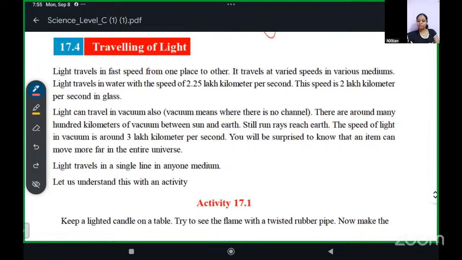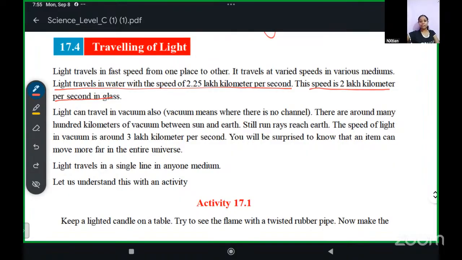Light travels in water with a speed of 2.25 lakh kilometer per second, and it travels with a speed of 2 lakh kilometer per second in glass. Okay, means it travels faster in water than it travels in glass.